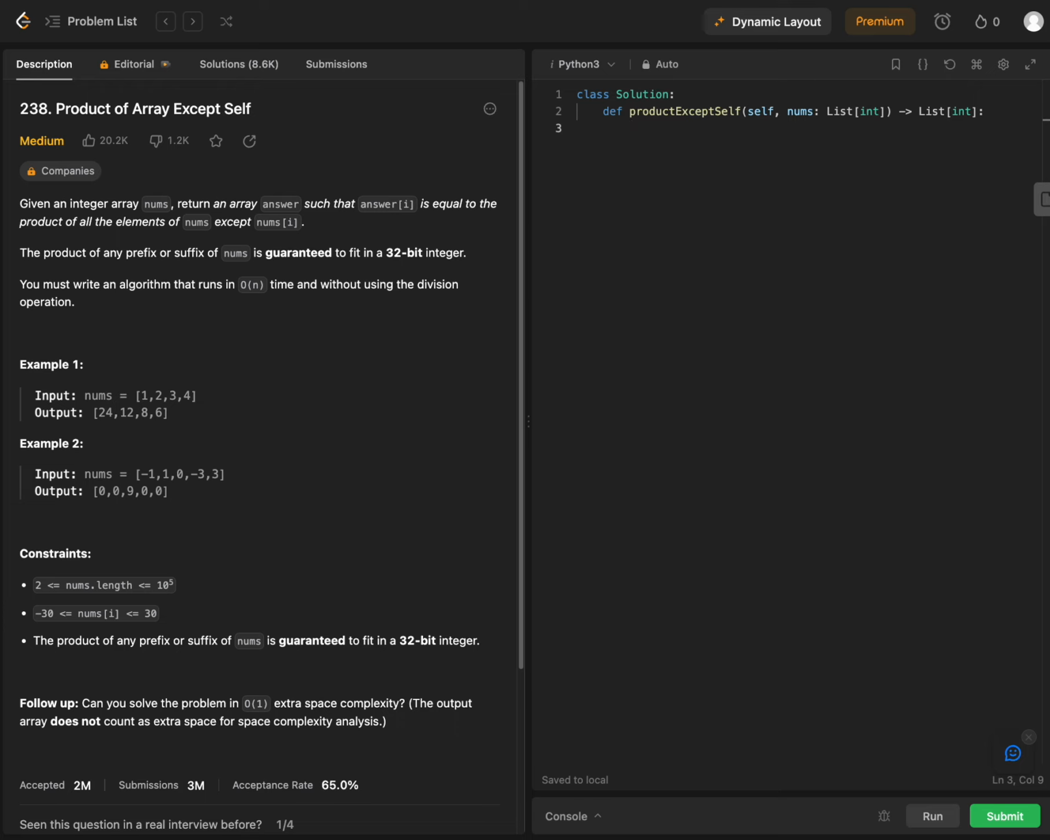Okay, and we are expected to have a linear time algorithm. So the first thing we look at, I think I understand this question. It's 1, 2, 3, 4. So 24 is the product of 2 times 3 times 4, and 12 is the product of 1 times 3 times 4. Yeah, 8 is the product of 1 times 2 times 4.